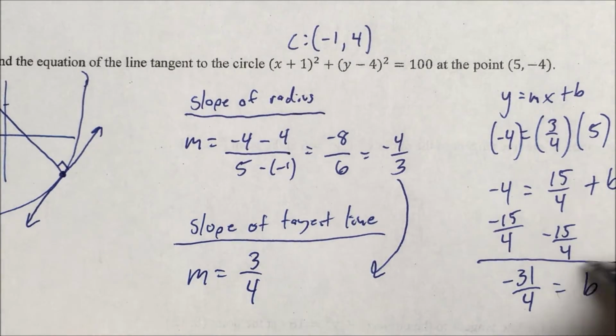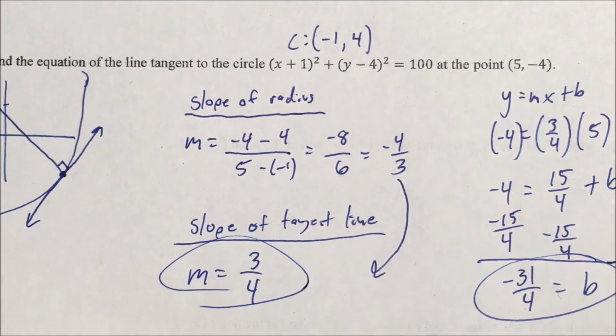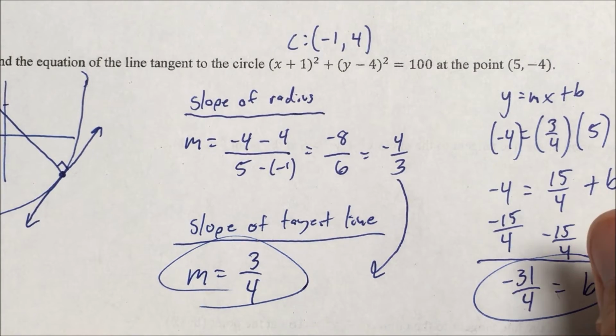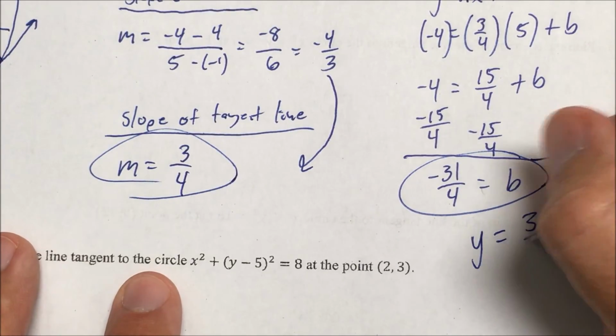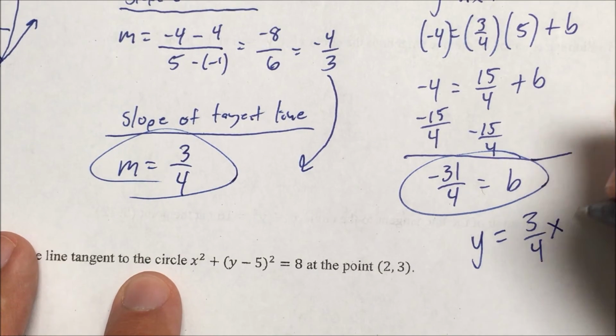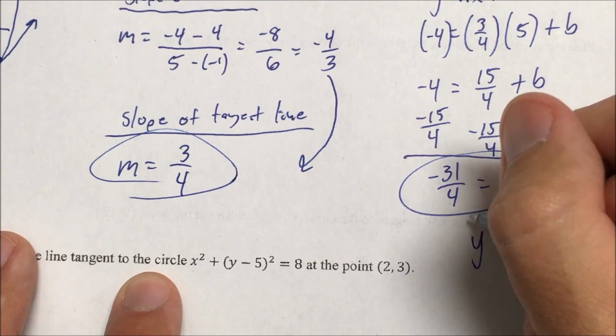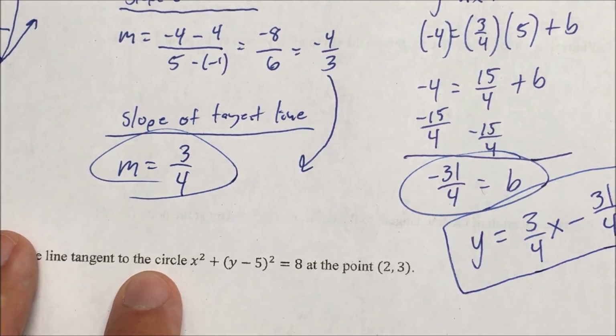And so then I'm just going to plug it in. I got my b and I got my m. So I'm going to plug it in to write my equation of my tangent line. So I got y equals m, let's see if I can get right here, m is 3/4 x plus b, where b is negative 31 over 4. So that is the equation of my tangent line.